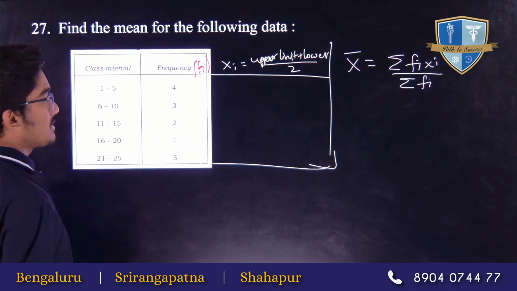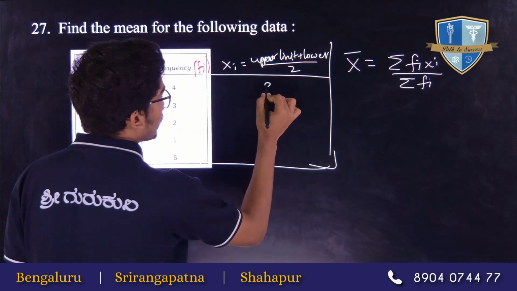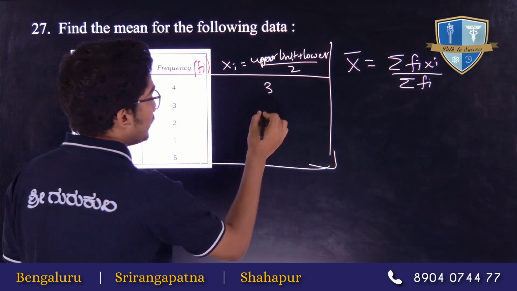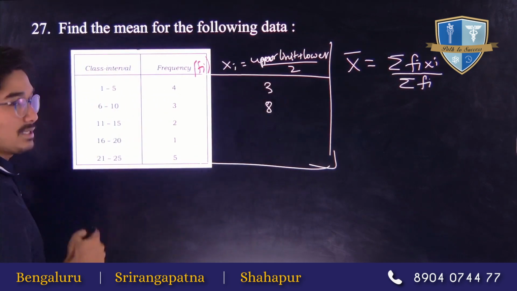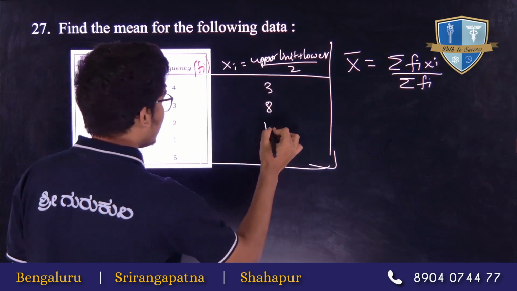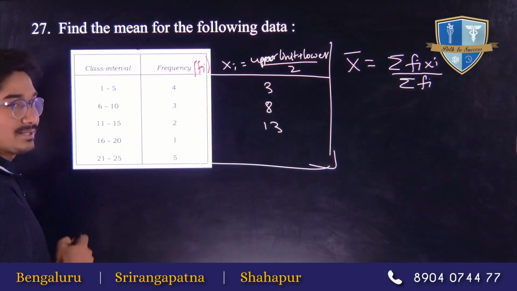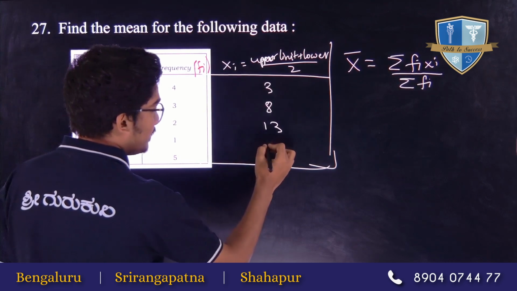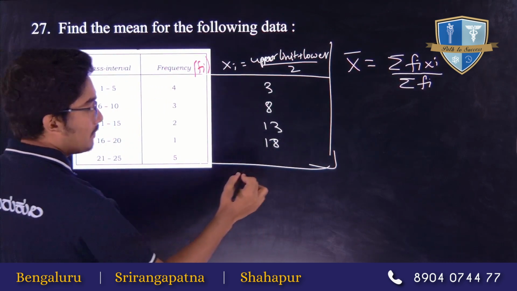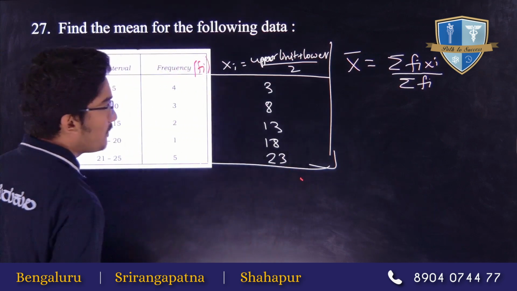So 5 plus 1 is 6, 6 divided by 2 will become 3. 10 plus 6 is 16, 16 divided by 2 will become 8. 15 plus 11 is 26 and 26 divided by 2 will be 13. Similarly, 20 plus 16 is 36, 36 by 2 will be 18. And next, 21 plus 25 divided by 2 will become 23. So here we have the summation.